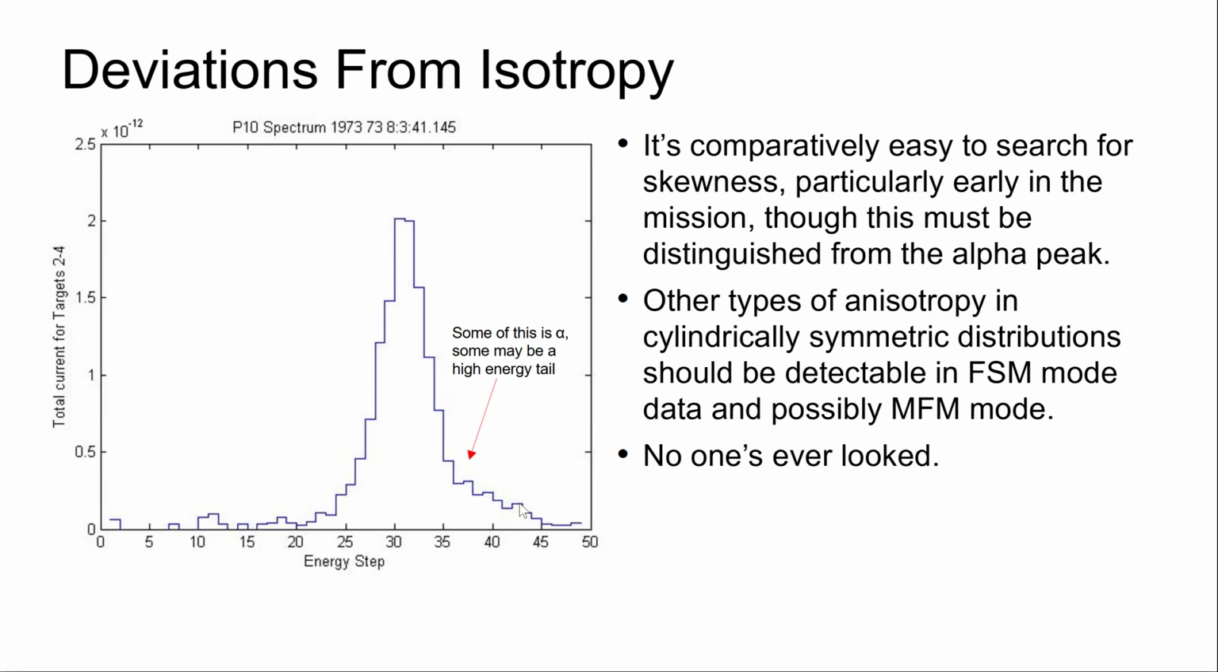Other deviations from isotropy, like oblateness, you can measure directly using some of the instrument modes, and you can infer them with spectra taken from the other instrument modes. But this is something nobody ever had a chance to look at. There's a lot of physics here, but nobody has really had a chance to look into it.